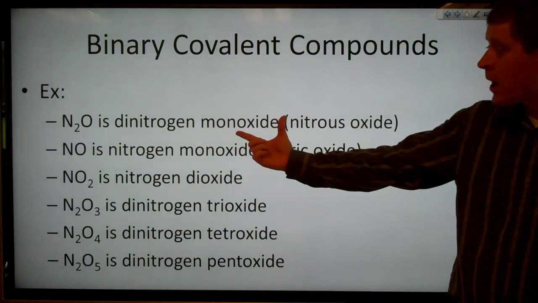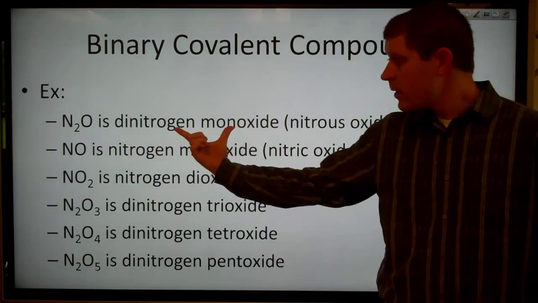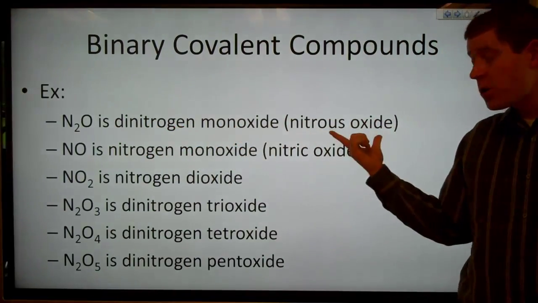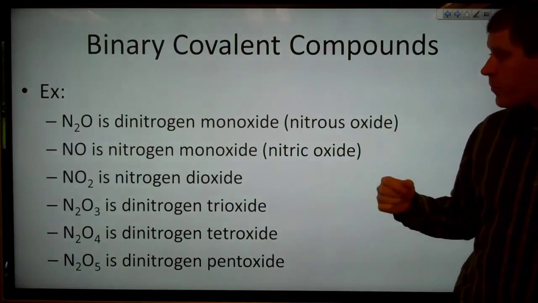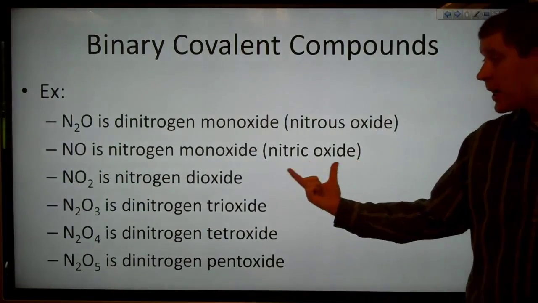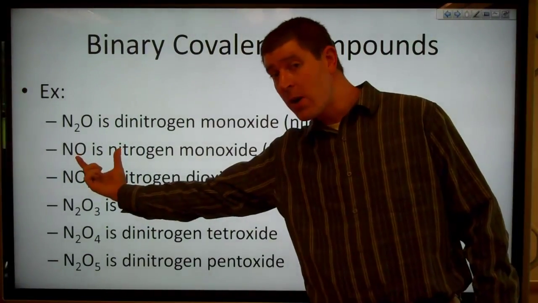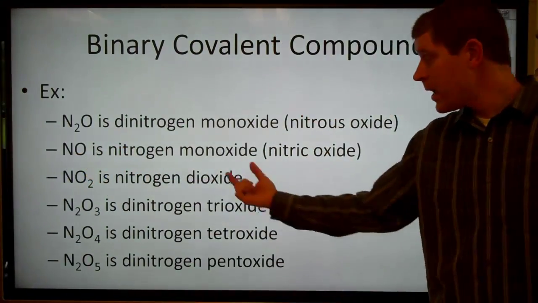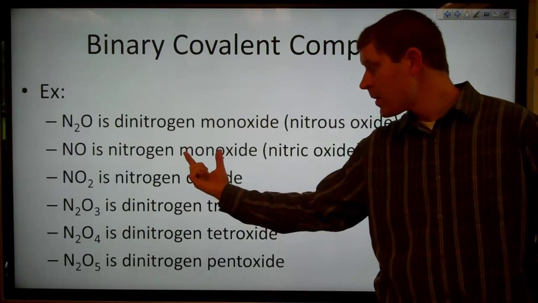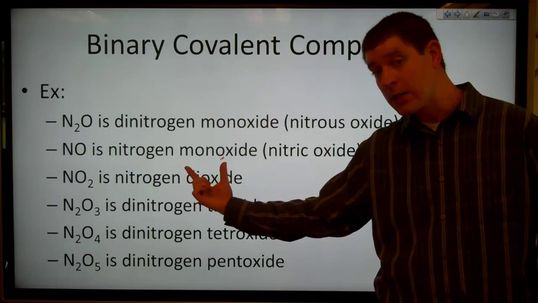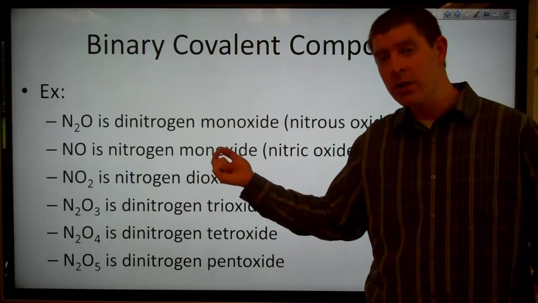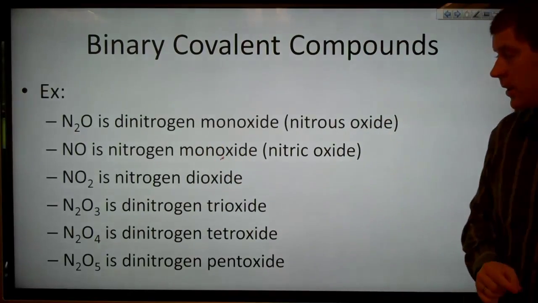This first one is nitrogen, N2O, that's dinitrogen monoxide. This also might be called nitrous oxide. NO is nitrogen monoxide, nitric oxide. Again, note that we're not listing the mono on nitrogen. And again, we're dropping that O on mono for the monoxide. We're not dropping the O at the beginning of oxygen. We're dropping the O at the end of mono.